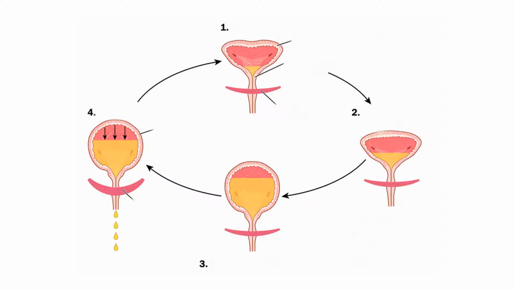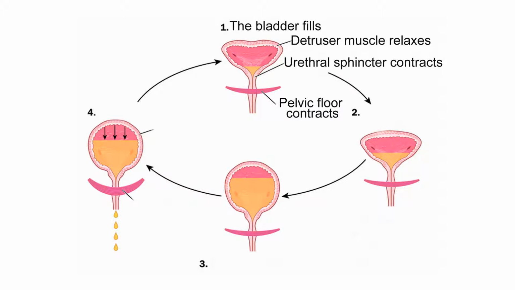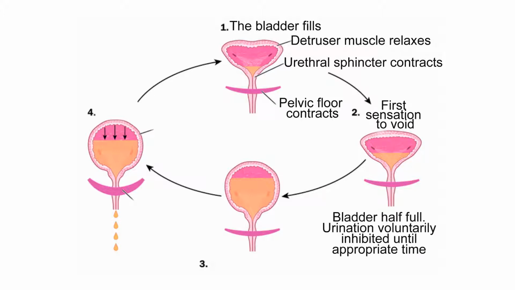Number 1, the bladder fills. The detrusor muscle relaxes and the urethral sphincter and pelvic floor contract. Number 2, this is the first sensation to void or urinate. The bladder may be half full and urination is voluntarily inhibited until the appropriate time.